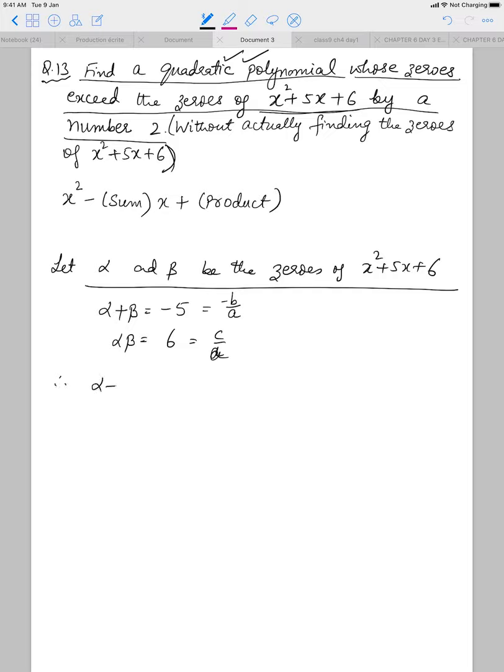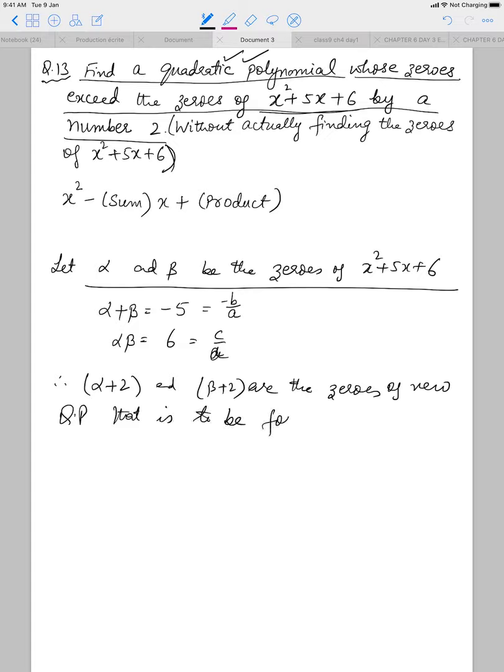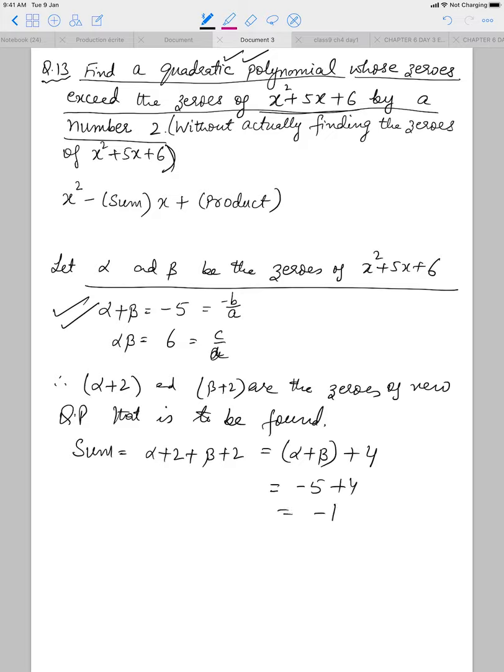Therefore, can I say alpha plus 2 and beta plus 2 are the zeros of the new quadratic polynomial that is to be formed? Now if this and this are the zeros, then what will be the sum of the zeros? Sum of the zeros will be alpha plus 2 plus beta plus 2, which is equal to alpha plus beta plus 4. Now what is alpha plus beta from this expression? Minus 5 plus 4, which gives you minus 1.